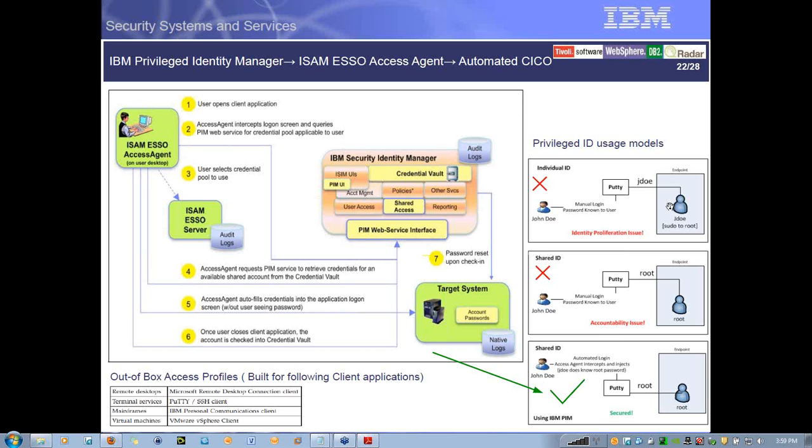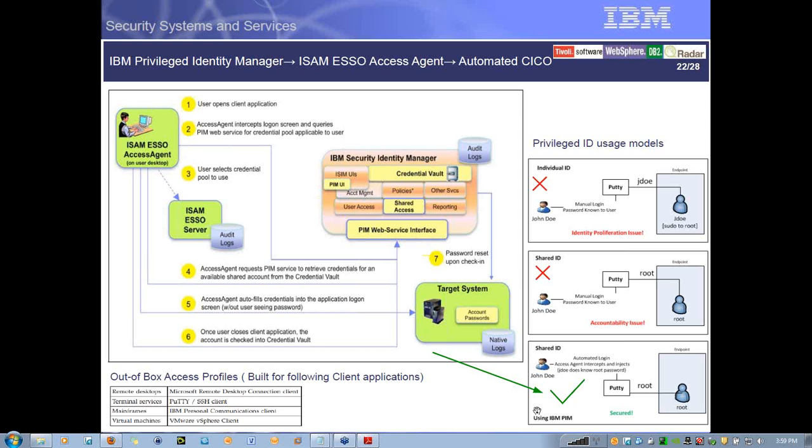John Doe has his own individual ID. He has sudo to root. This results in identity proliferation. Second one, John Doe gets access to root. Now accountability is an issue.